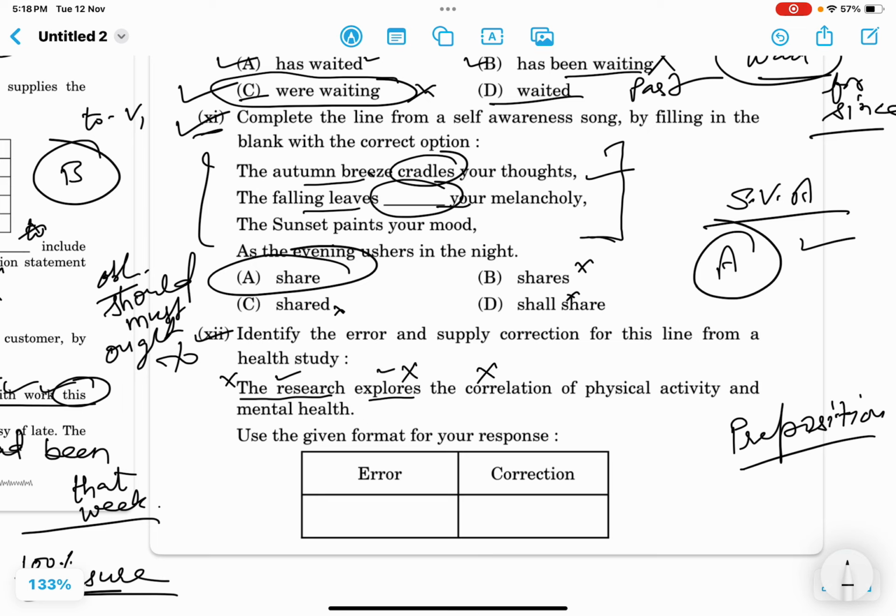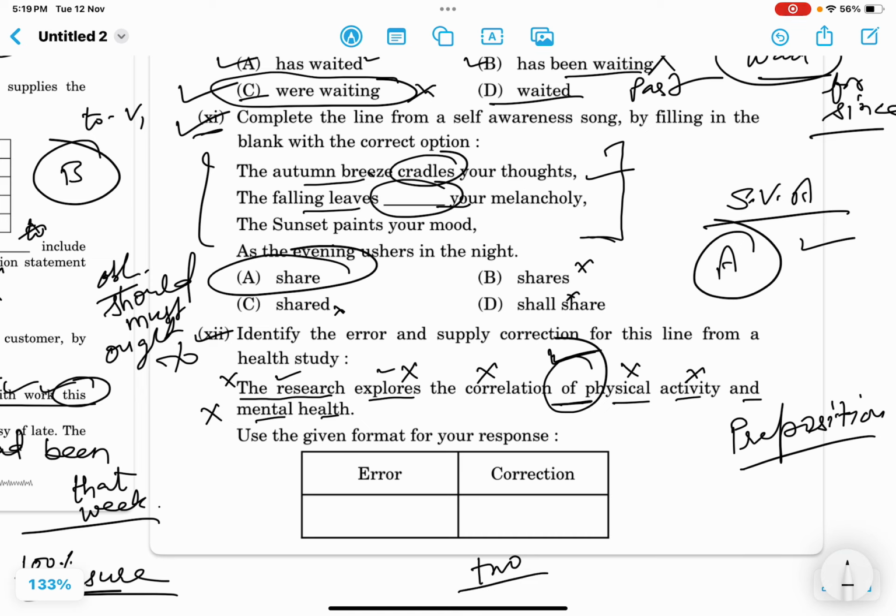Then the correlation, no error. Physical activity, no error. This means these are the words that we can't change. And mental health, once again, we can't change. So only one part remains, that is of. So that means we need to make the correction here only. So now think of entire grammar. First of all, you can think that of is a preposition. Now, if you know about prepositions, try to recall when we are to correlate two things.